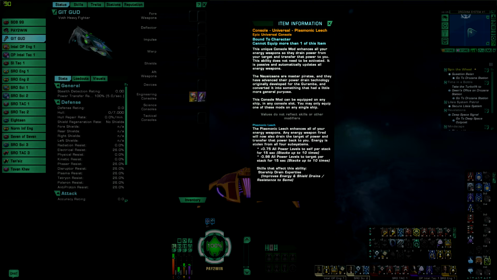For Feds and KDF, I imagine you'll still want it on. It's just still such a good console. 30 power is 30 power. That's not easily made up by other things. Yeah, it sucks we lost the rest of the power it gave, but it's still worth it.